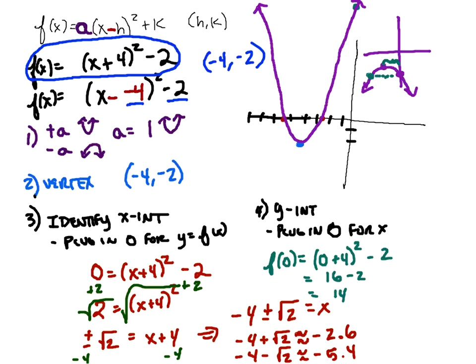Okay, so that's for a times x minus h squared plus k. Now let's look at the other forms that parabolas can be in. Do you need anything else off this page right now? Okay, I'm going to clear it. No, ma'am.